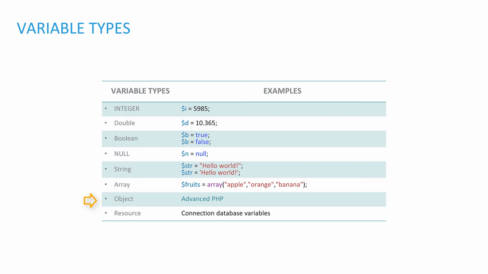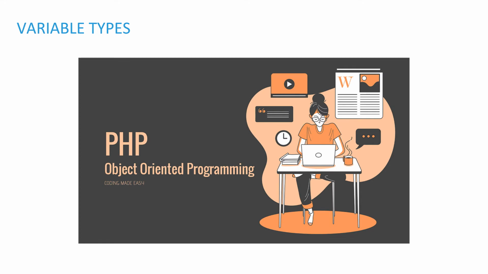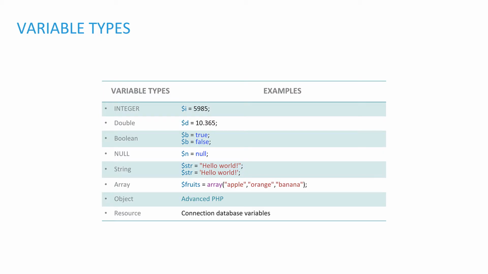The object data type. This type stores data and information on how to process that data. This is an advanced PHP topic, and it will be covered in PHP object-oriented programming soon. And the last type is the resource type. This type is not actually a data type. It is a special variable that holds references to resources external to PHP, such as a database connection. And we'll be talking about the resource type later in the PHP database section.